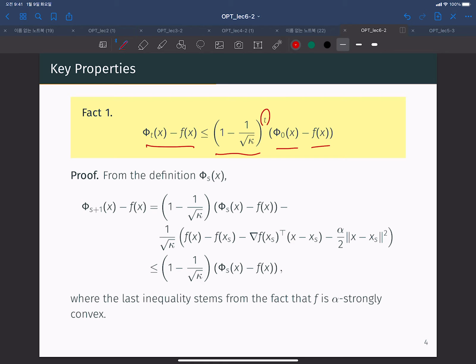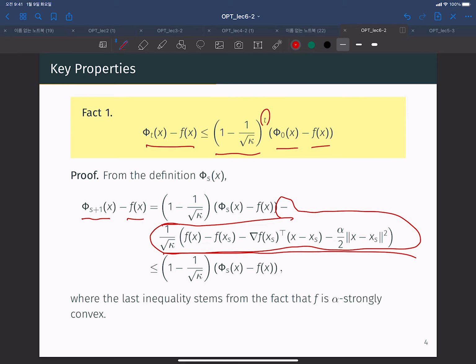Okay. From the definition of Pi s(x), we know that Pi s plus 1(x) minus f(x) is equal to this. I just rewrote Pi s plus 1(x) from its definition. Okay, and then from the alpha strong convexity of function f, we know that this term is negative. So we have Pi s plus 1(x) minus f(x) is less than or equal to 1 minus 1 over square root kappa times Pi s(x) minus f(x). So when you iteratively decrease the value s, then we have fact 1.